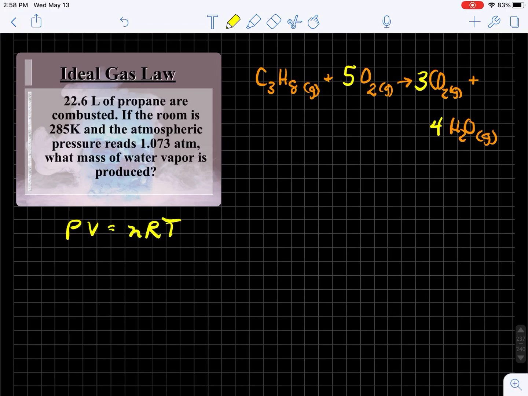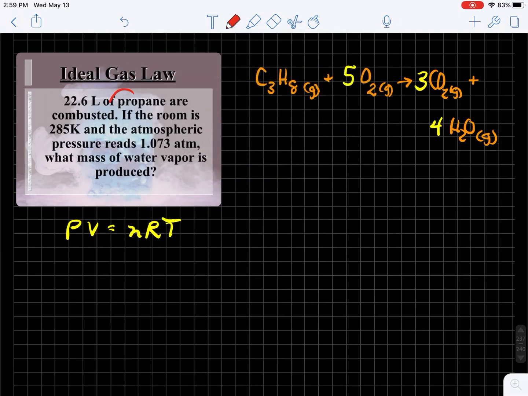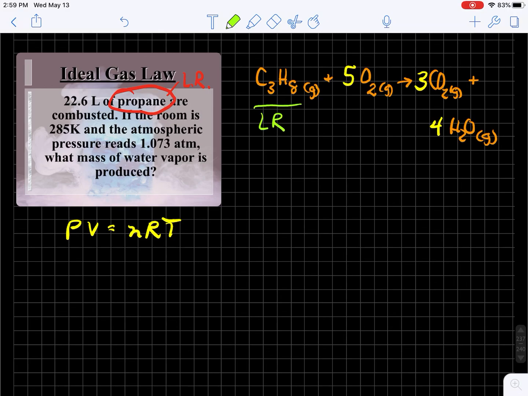Now, in a stoichiometry problem, first thing we have to do is determine whether or not we are dealing with a limiting reagent or an excess reagent. And we said that if they only mention one reactant, then by definition, that's going to be my limiting reagent. And then we would say that the propane is limiting, LR, limiting reagent. And since they don't mention how much oxygen, we're going to assume that is the excess reagent. So we just have to deal with the propane.